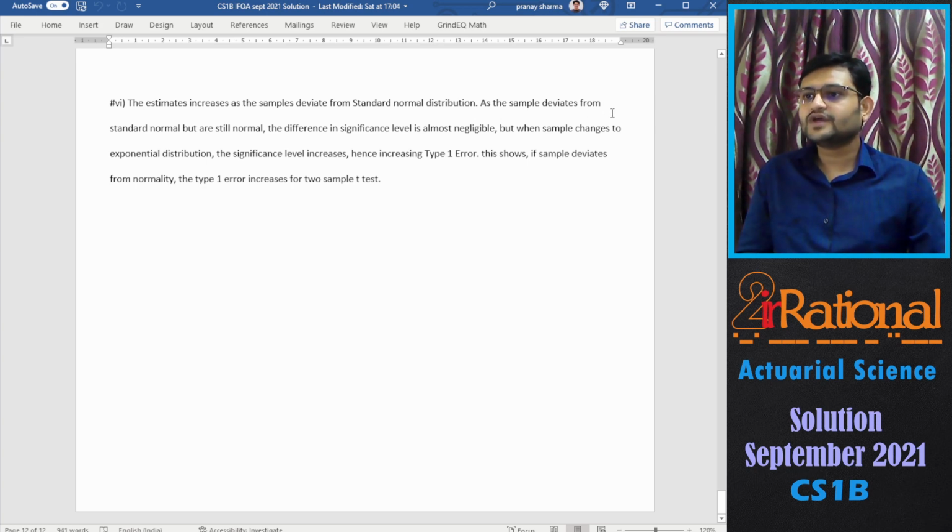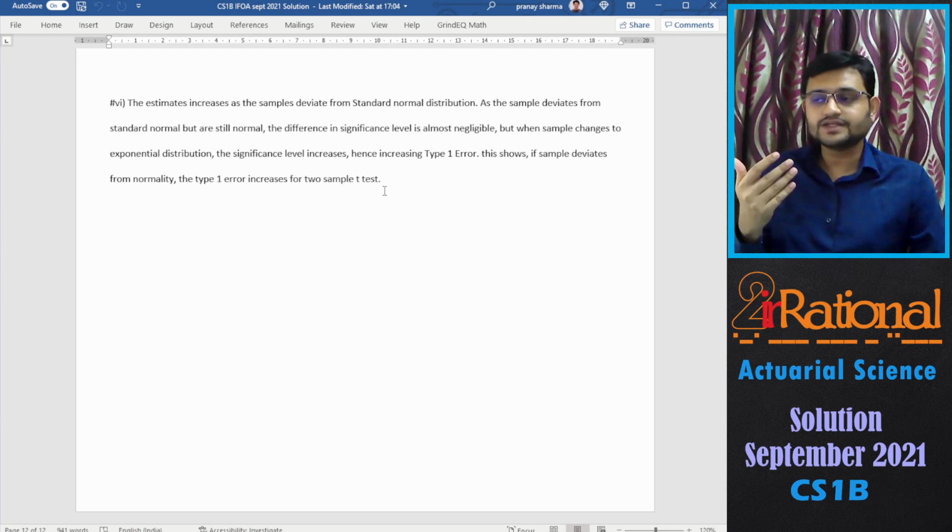As the sample deviates from the standard normal distribution but is still normal, the difference in the significance level is almost negligible. But when the sample changes to exponential distribution, the significance level increases, hence increasing the type 1 error. Alpha is nothing but type 1 error. This shows if the sample deviates from normality, the type 1 error increases for the 2 sample t-test. We had to show that at least we need normality. You can definitely say that if we change the variance, still our type 1 error increased. So that is also not a good thing.